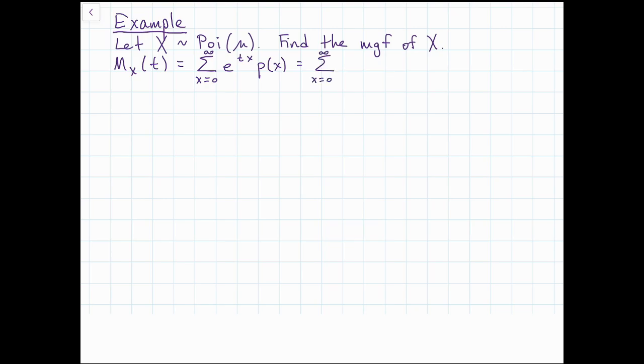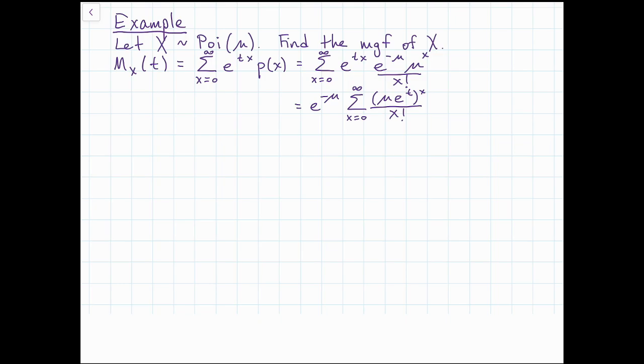Well, subbing in for a Poisson random variable, that's e to the negative mu, mu to the x over x factorial. So to evaluate this sum, first we'll take out e to the negative mu, and then we'll combine those together, and we'll have the sum as x goes from 0 to infinity of (mu e to the t) all to the power of x, over x factorial.